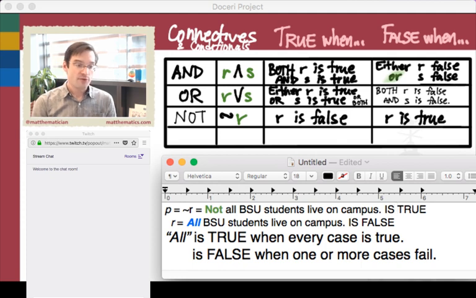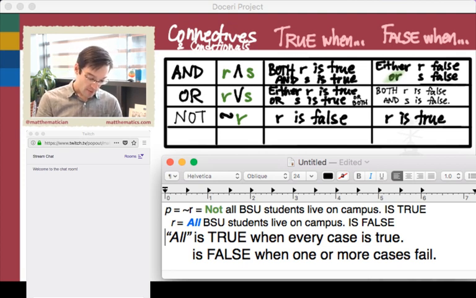Right, so to assess the truth value of a negation, all we have to do is assess the truth value of the thing it's negating and then flip it. So not R is true because R is false. It's false because we can find one example of a BSU student who doesn't live on campus.